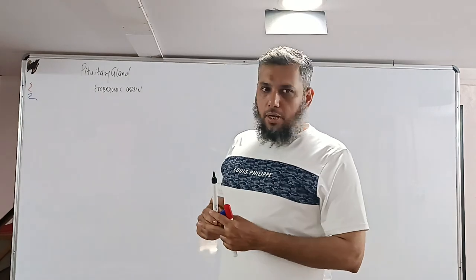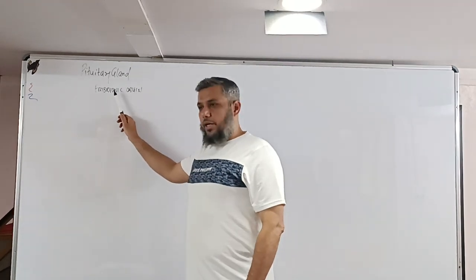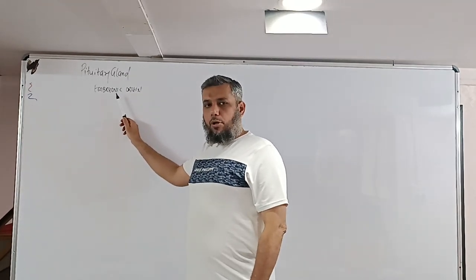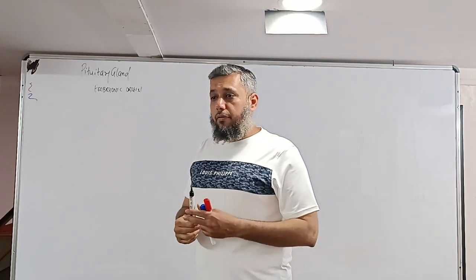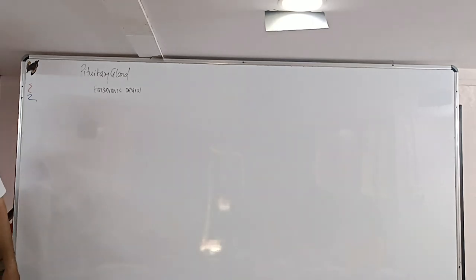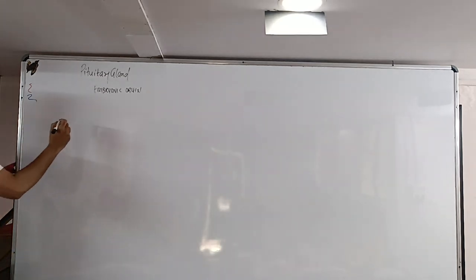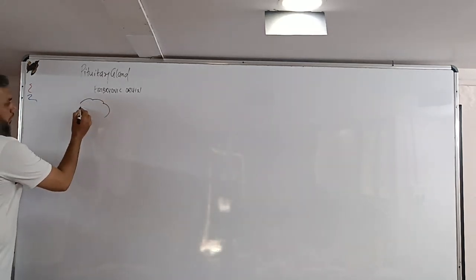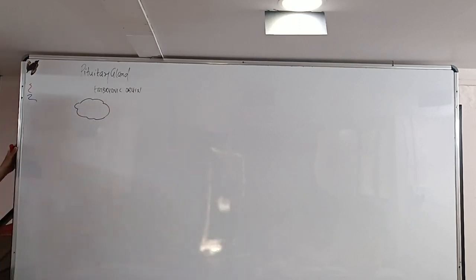So, what I have written over here now? Pituitary gland. Embryonic origin. How is the pituitary gland formed during your embryonic stages? We find that the development of the human brain during the embryonic stages. The early stages of development in the mother's womb are called embryonic stages.